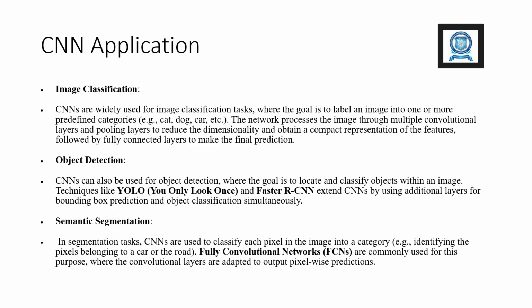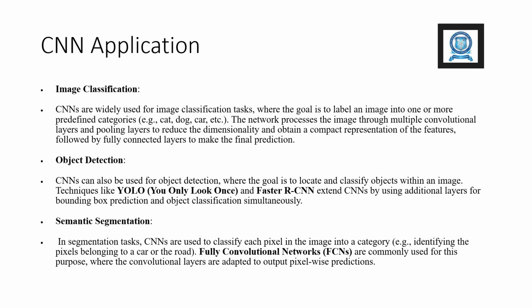CNNs are widely used for image classification tasks where the goal is to label an image into one or more predefined categories. The network processes the image through multiple convolutional layers and pooling layers to reduce the dimensionality and obtain a compact representation of the features, followed by fully connected layers to make the final prediction.